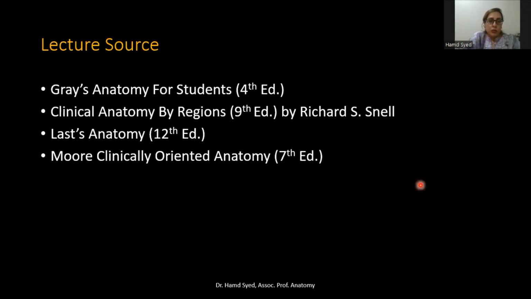So this concludes today's discussion on the orbit, in which we covered all the essential aspects of the contents of the orbit, and we talked in detail about the extraocular muscles, their main actions, and then how to test for these extraocular muscles.